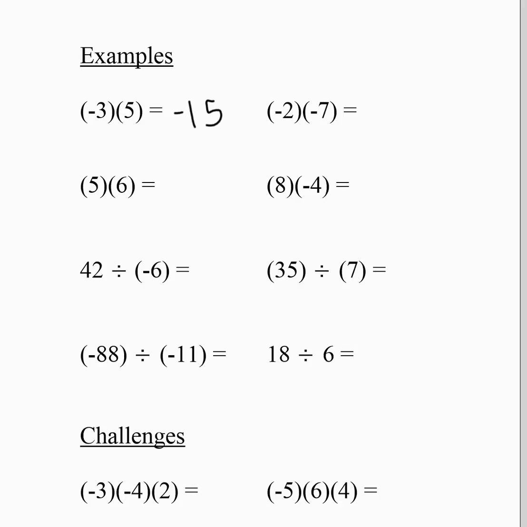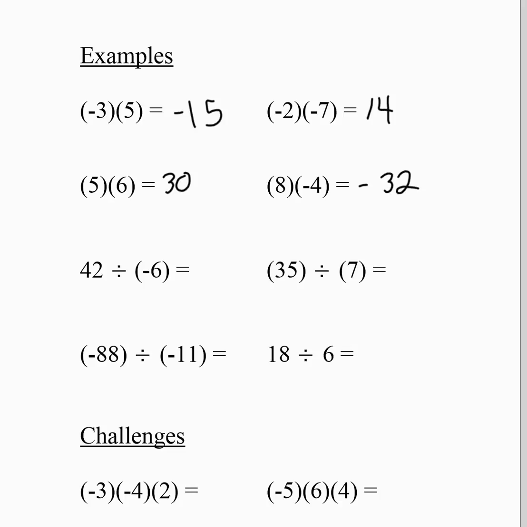5 times 6, you've been doing questions like that for a really long time. A positive times a positive will give you a positive. Negative 2 times negative 7. Again, remember that means the opposite of two groups of negative 7. So that 2 negative signs will give you a positive. 8 times negative 4. That will give you negative 32.